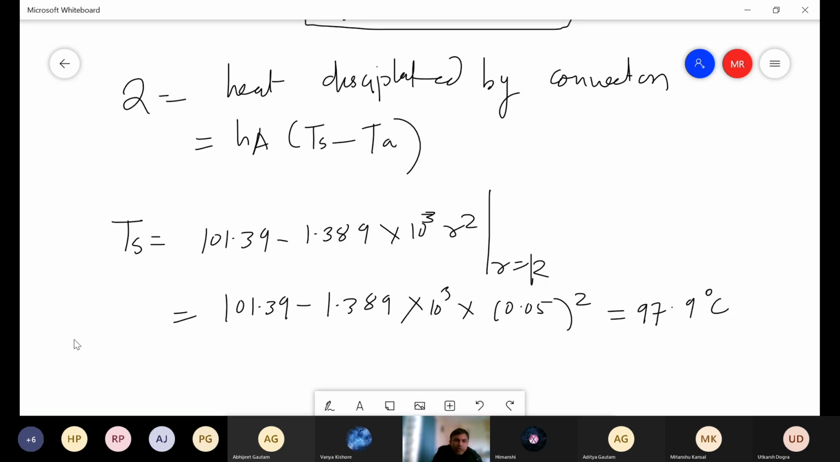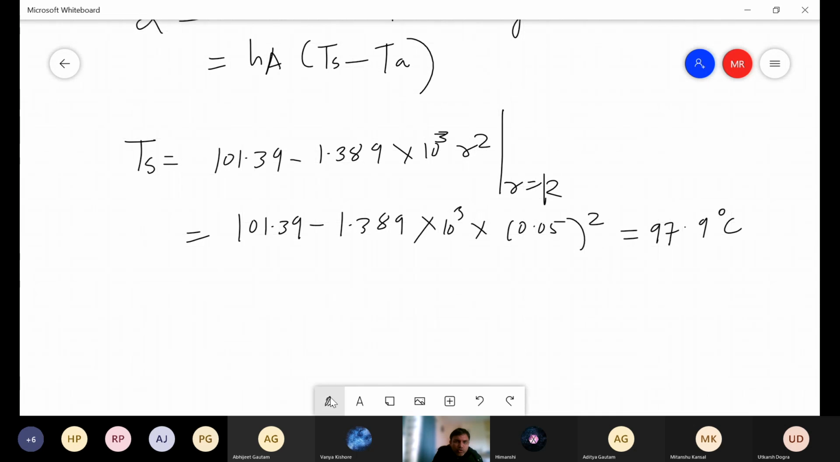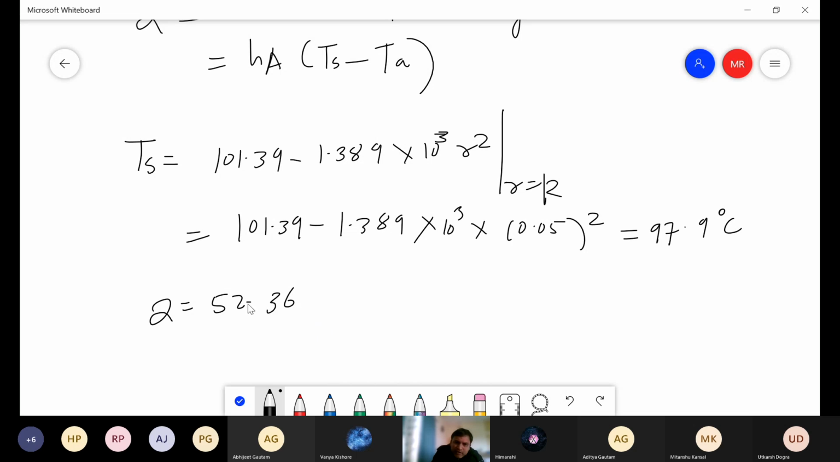Okay. Now we can put it in the original equation. So original equation Q is again given as 52.36, isn't it? And that should be equal to h into area. So the area of the sphere is again 4 pi r square.